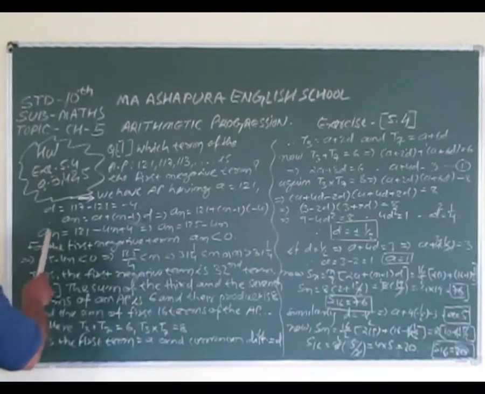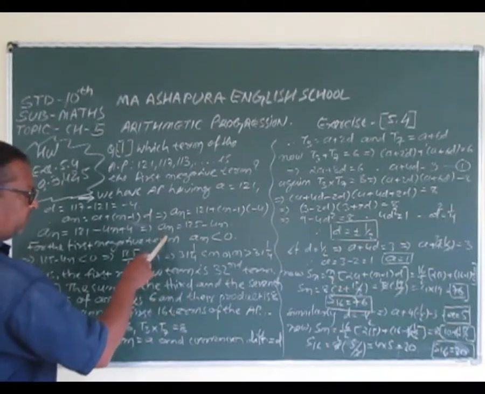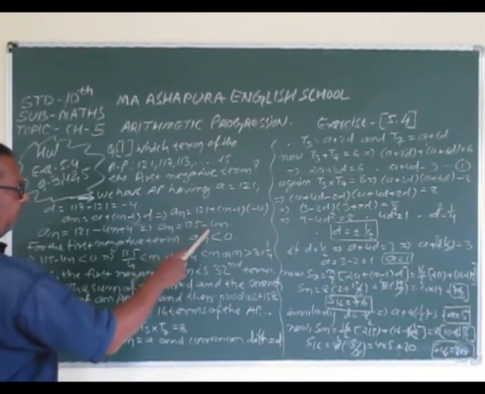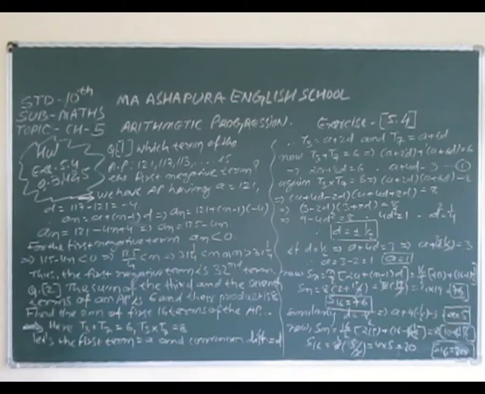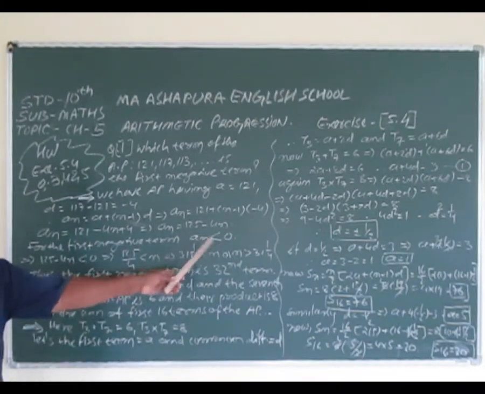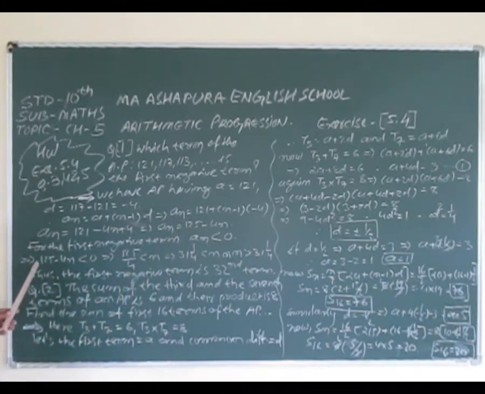We get an is equal to 121 minus 4n plus 4. Simplifying in the next stage, an is equal to 125 minus 4n. Now for the first negative term, an is less than 0. जब less than 0 होगा तभी तो वो negative terms consider होगी. So that's why an is less than 0. Now put the value of an: 125 minus 4n is less than 0.